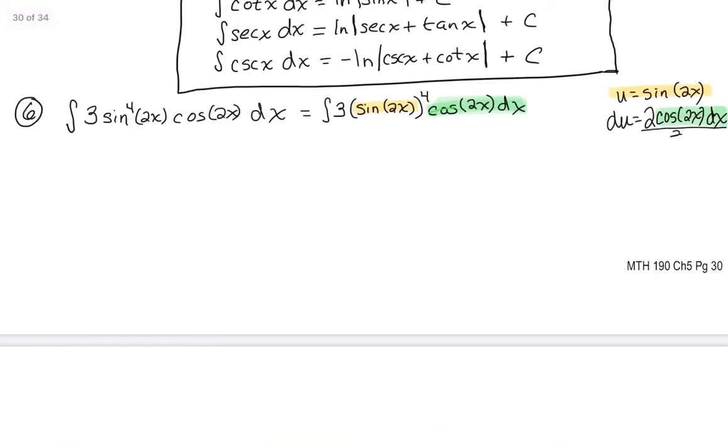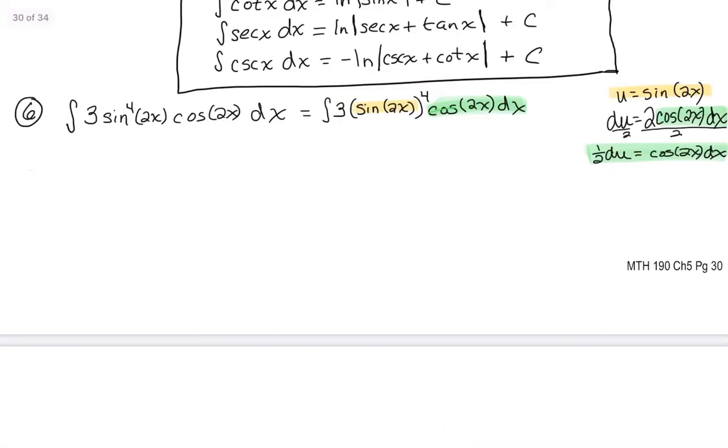So we can very easily isolate for that by just dividing both sides by 2. So we have 1/2 du equals our cosine of 2x dx. And so there we have it. We have our 1/2 du equal to cosine of 2x dx. So let's see what we have here as we rewrite our integral.